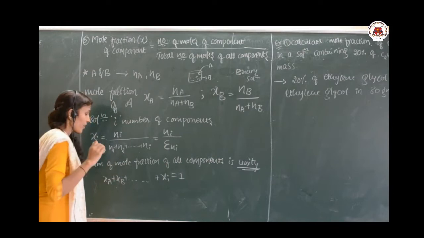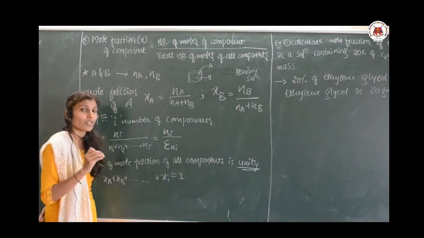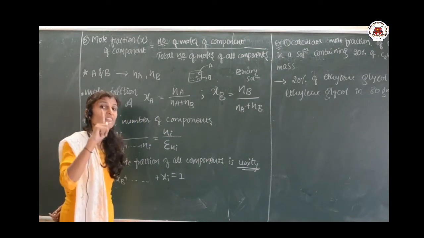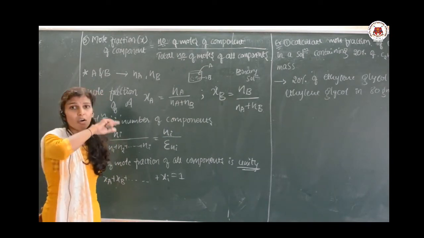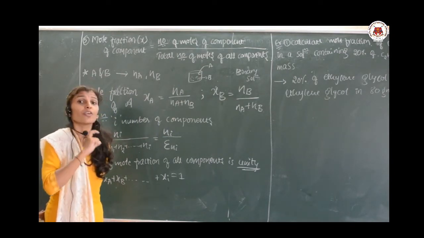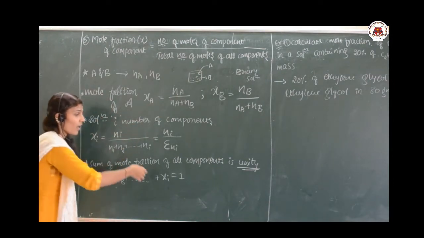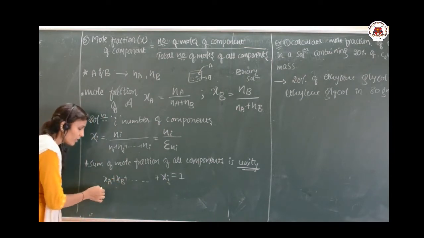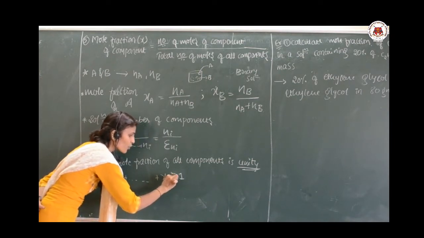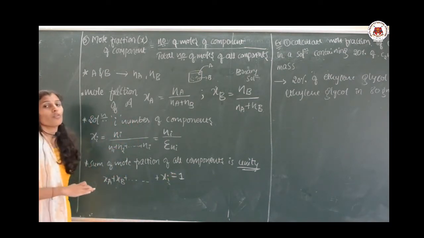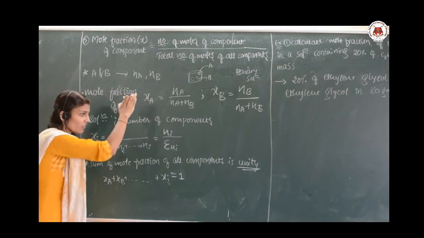And keep in mind that the sum of the mole fractions of all components in a solution is unity. It means 1. However many components there are, you can sum all of them, and the mole fractions of all those components will sum to unity. For example, here we took xA and xB. Suppose there are i number of components, then the sum of the mole fractions of all components is equal to unity. So this is how we can express the mole fraction of a component. This is the theoretical background.